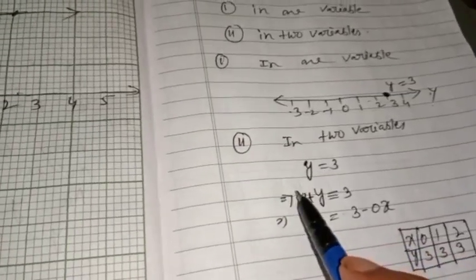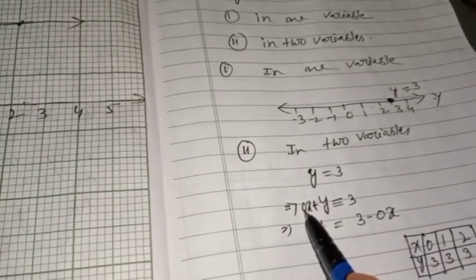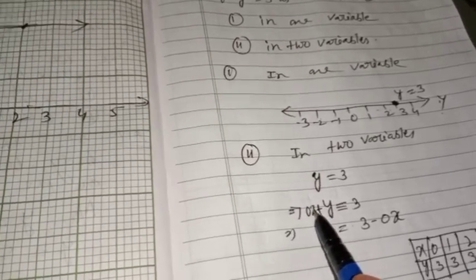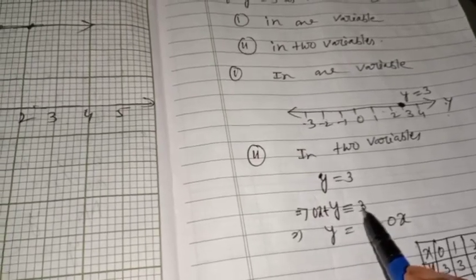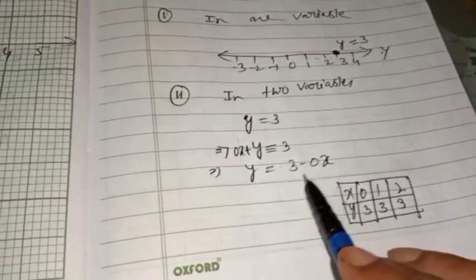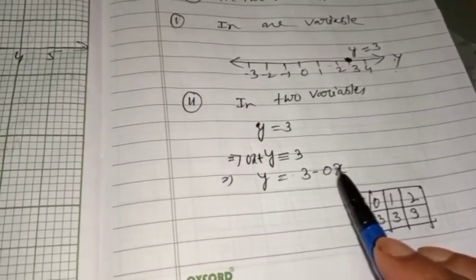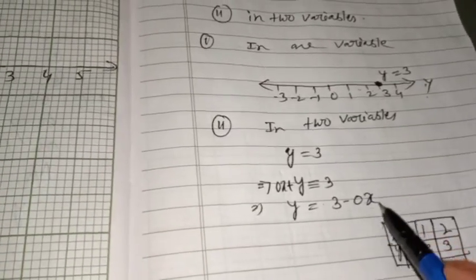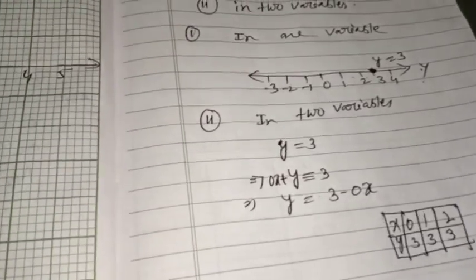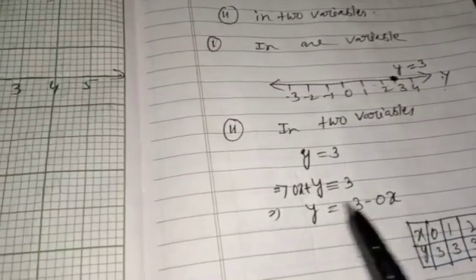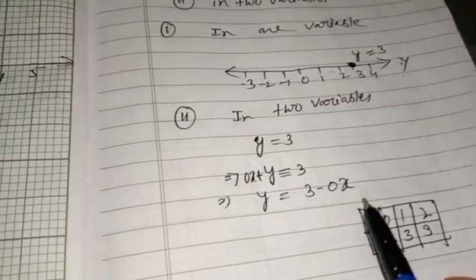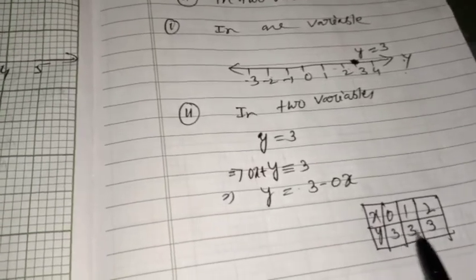Then you can add one more term, including the variable x. So you can write 0x, because 0x is 0, and 0 plus y, you will get again y. So 0x plus y is equal to 3. So y is equal to 3 minus 0x. Now find the solution. For x equal to 0 you will get 3. If you put 3 or 2 in the place of x, then also 3, because you cannot find an exact term for this one. We have just balanced it by putting 0x. That is why for each value of x you will get the value of y as 3.